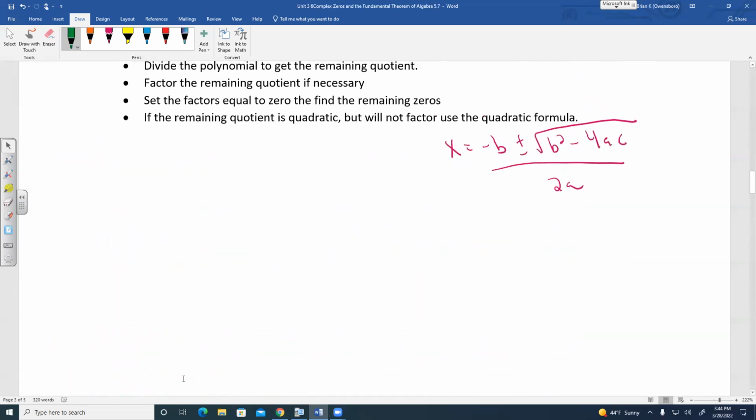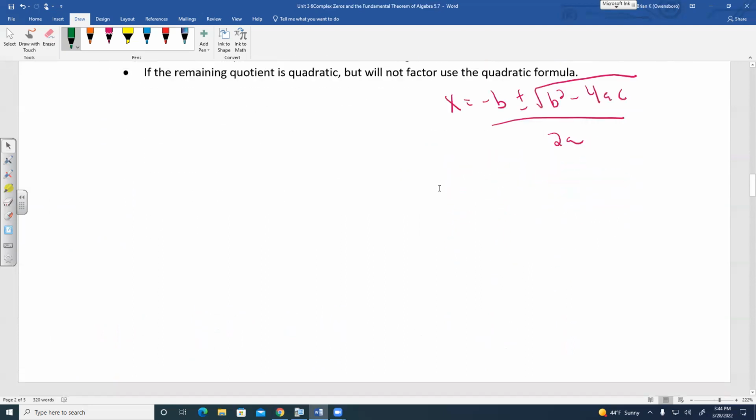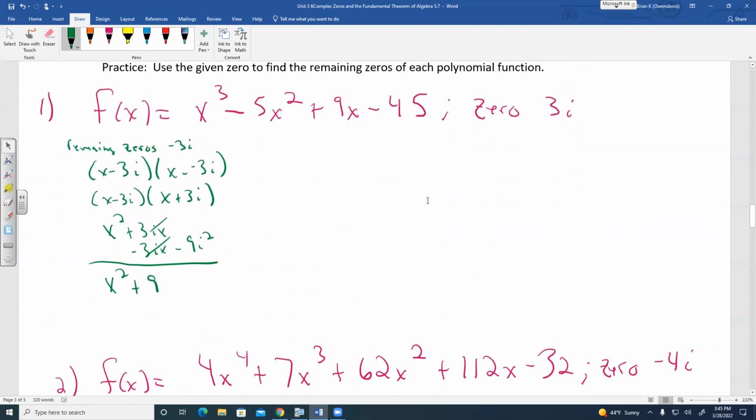So what's our next step after that? So we want to divide the polynomial to get the remaining quotient. So I want to divide the x squared plus 9 into the polynomial. And notice the degrees count down 3, 2, 1, 0. So x cubed minus 5x squared plus 9x minus 45 would be the polynomial.